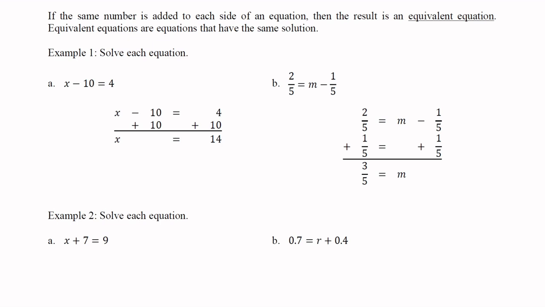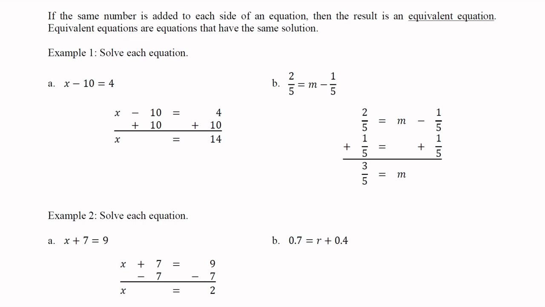In example 2, we're going to solve these two equations. So we've got x plus 7 equals 9. We have plus 7 behind the x, so to undo the plus 7, we are going to subtract 7 from each side, and that's going to give us x by itself on the left. 9 minus 7 on the right gives us 2.